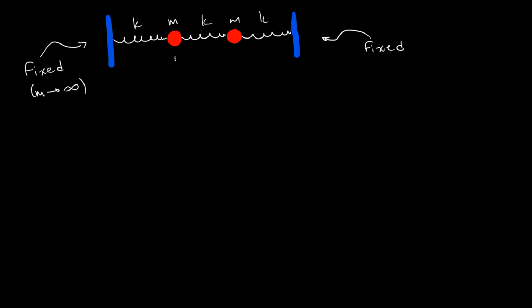So I'm just going to describe these again by their displacements. I'll call delta 1 and delta 2. So the displacement from equilibrium, from where these masses want to sit if nothing feels forces. Okay, so again, we just have to write down our equations of motion, which I'll write as m delta 1 double dot. That's our acceleration.